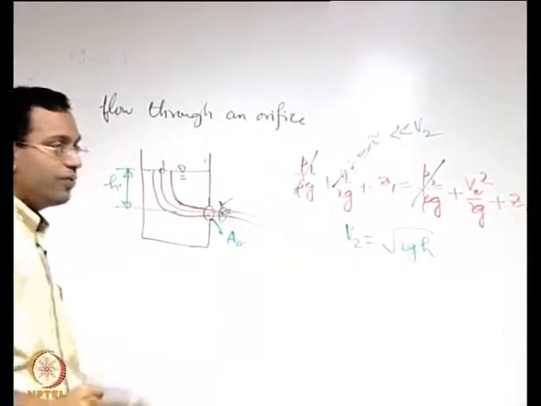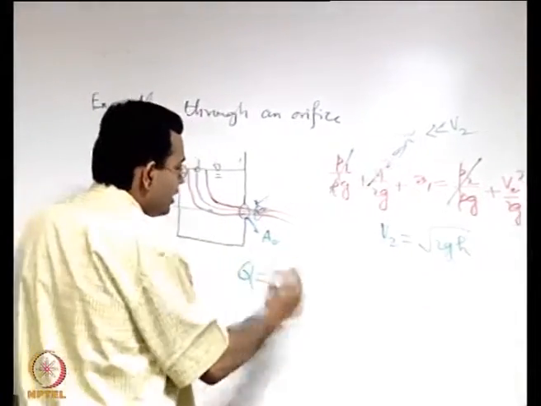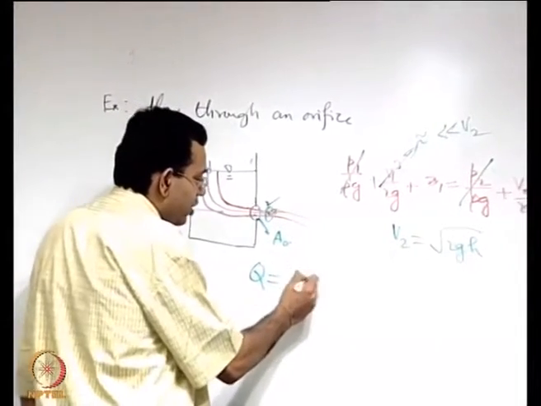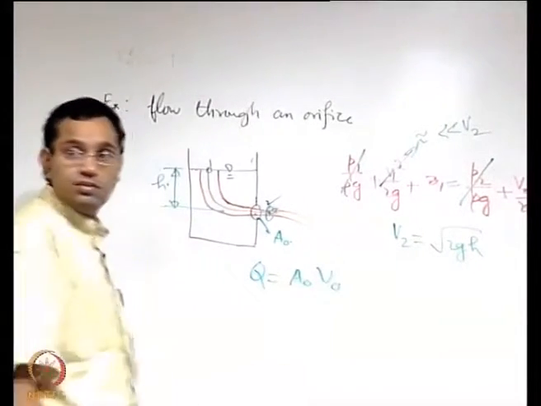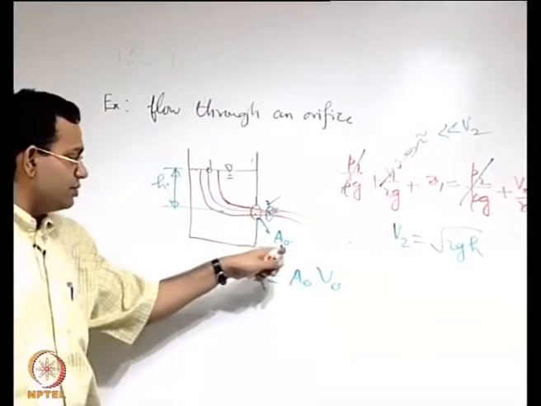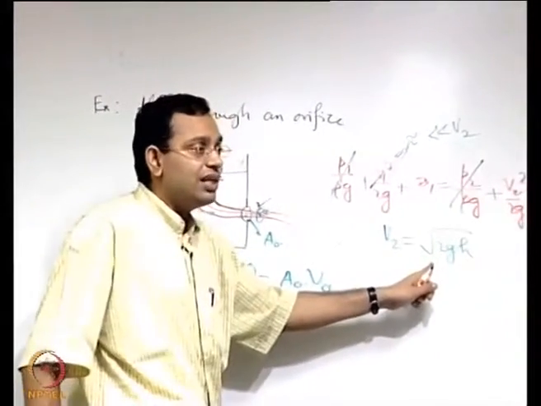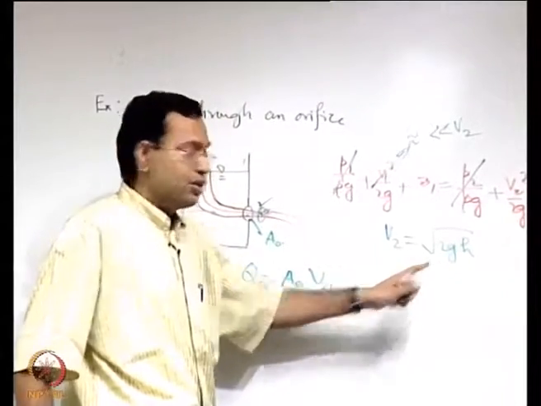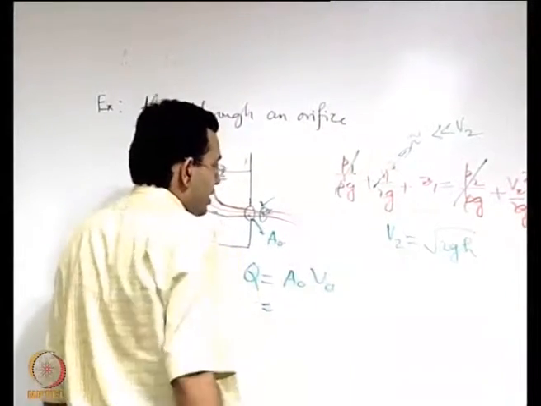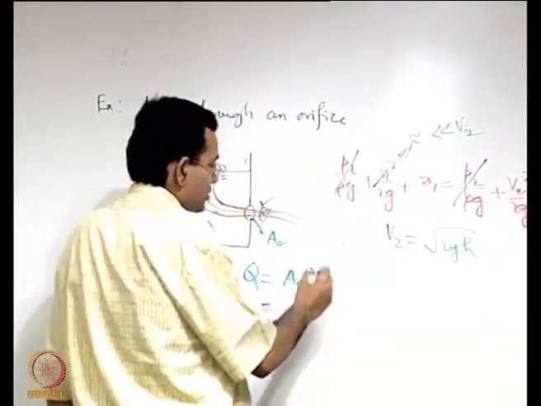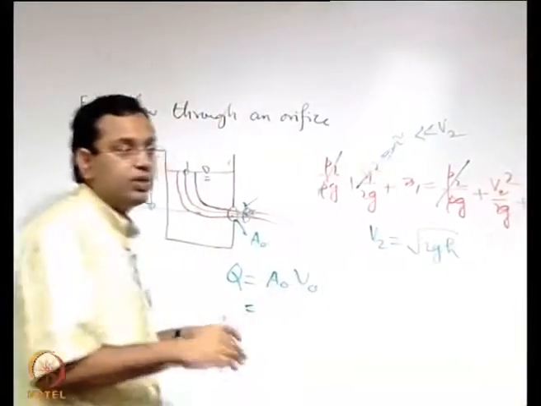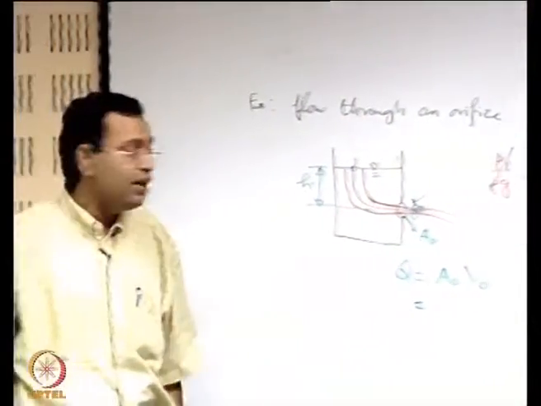So if you want to find out the flow rate, it should be A naught into V0, where 0 is the orifice, but this is actually the velocity at the vena contracta. So you must compensate for this. You can write this also in terms of the coefficients Cc, Cv like that.